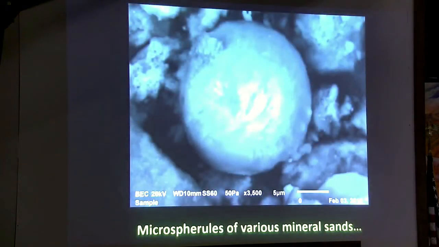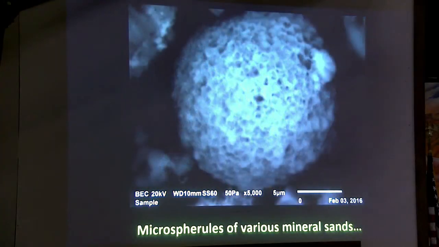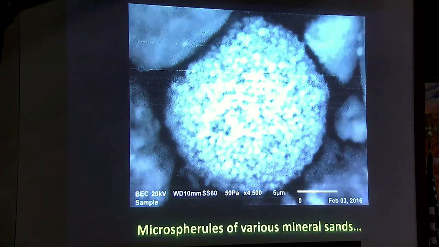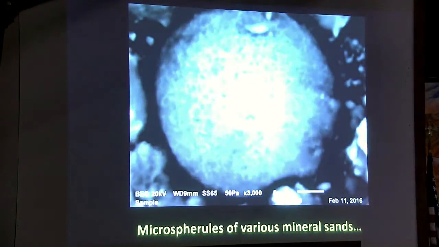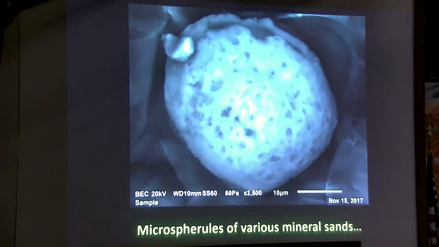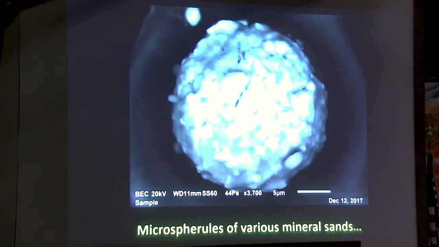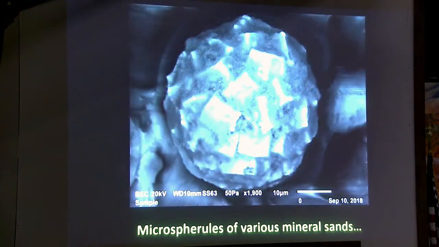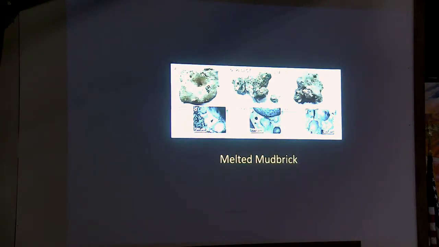Okay, microspherules. These are smaller than 1 millimeter, as they pan through here. These are individual grains of minerals, of sand, that got caught up in the air, melted, and because of surface tension, formed spheres before they quenched in the air as they rained out of the sky. Okay? Just remember those microspherules. Melted mud brick.